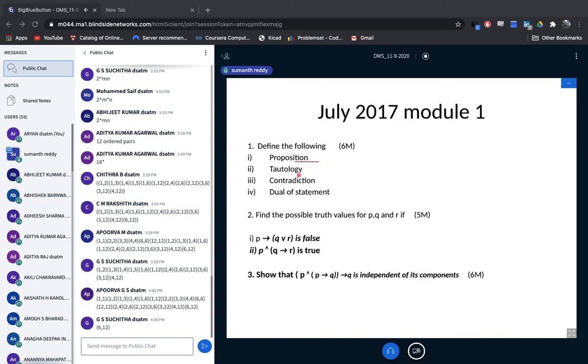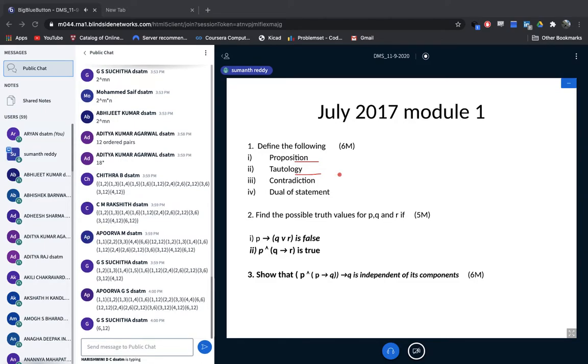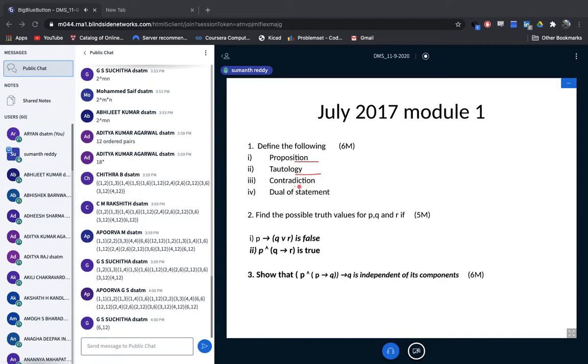Anyhow, I think you remember that. And tautology, you already know: a compound proposition whose truth values are always true is called a tautology. And if it is always false, it is called a contradiction. So you have to remember one compound proposition example for the tautology and contradiction. It's very much important, because you have to give the example for that.